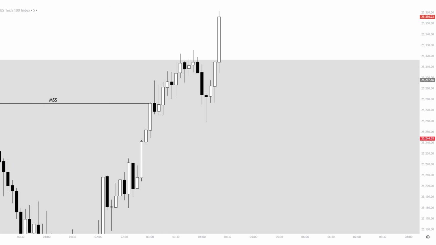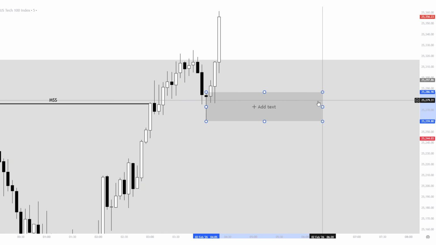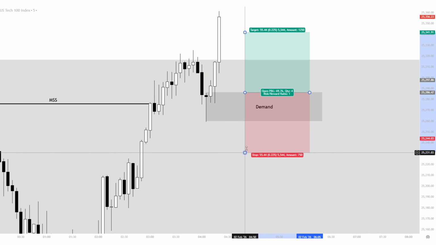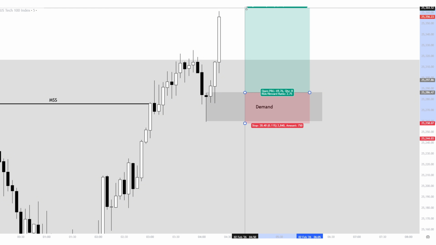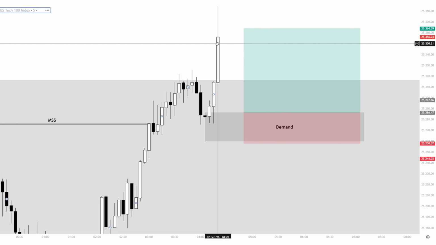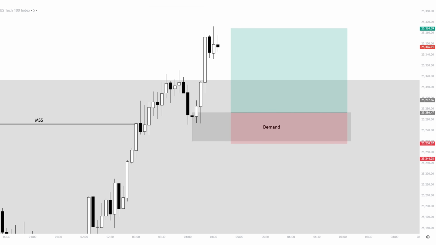On uptrends, we look for demand zones. The demand should be the last bearish candle before the market started the bullish impulse, around this candle. And it's here where we look for a buy-long position, the stop loss below the demand, the take profit above the recent high. This gives a good enough ratio, around 2.7.